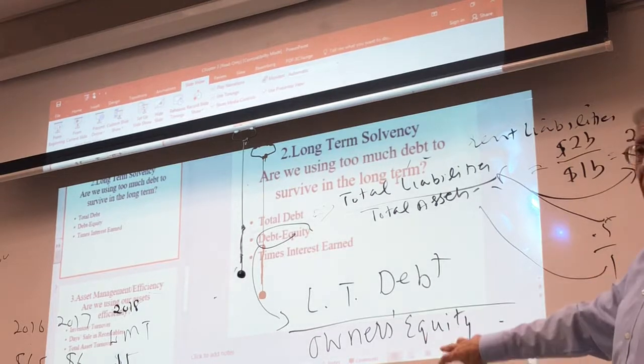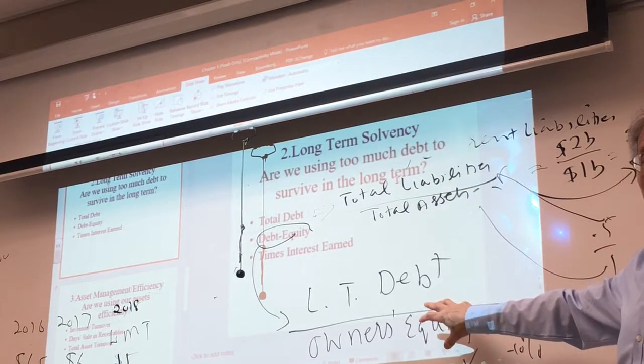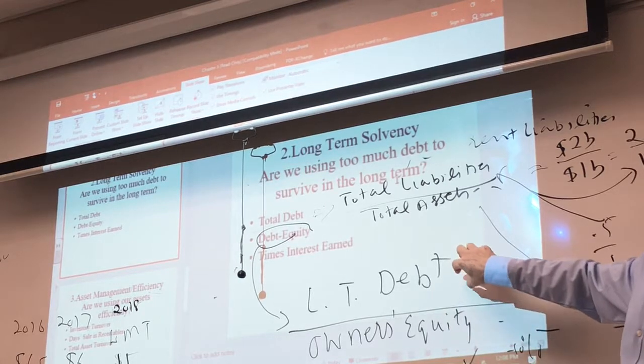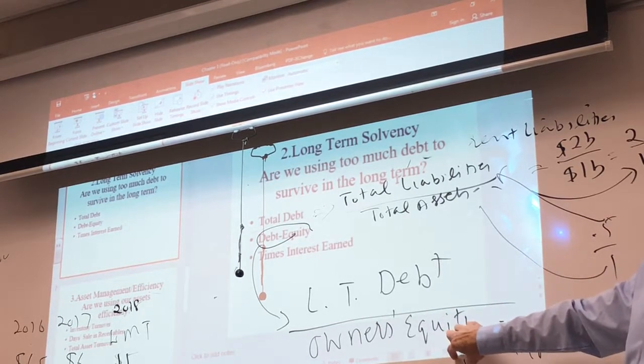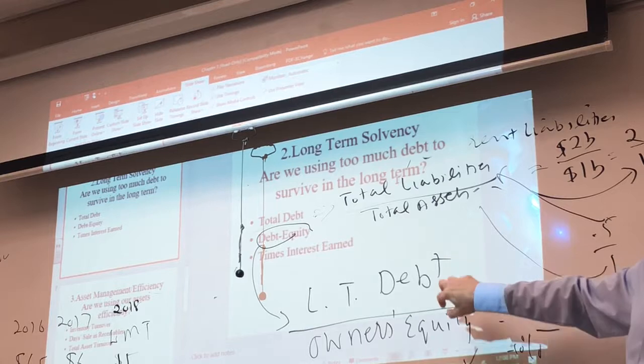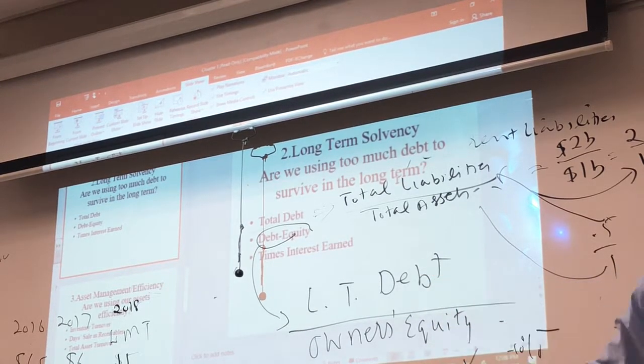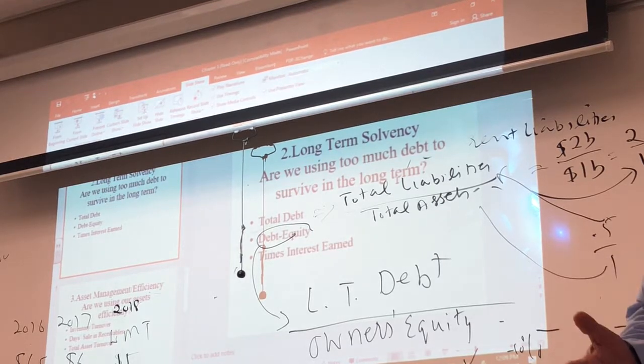So what's the contrast? The ratio provides a contrast. The contrast is funds coming from lenders versus funds coming from shareholders. Long-term funds. Once again, we want this ratio to be smaller. The smaller this ratio, the lower this ratio, the safer you can say the firm is, the greater the chances that the firm will survive.